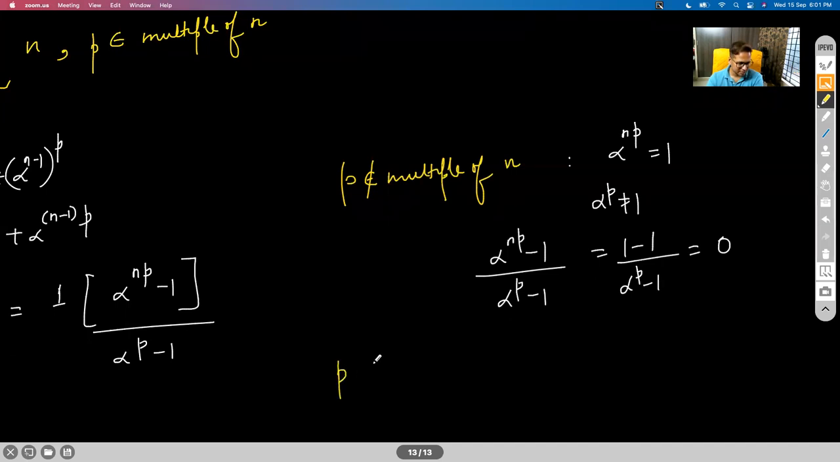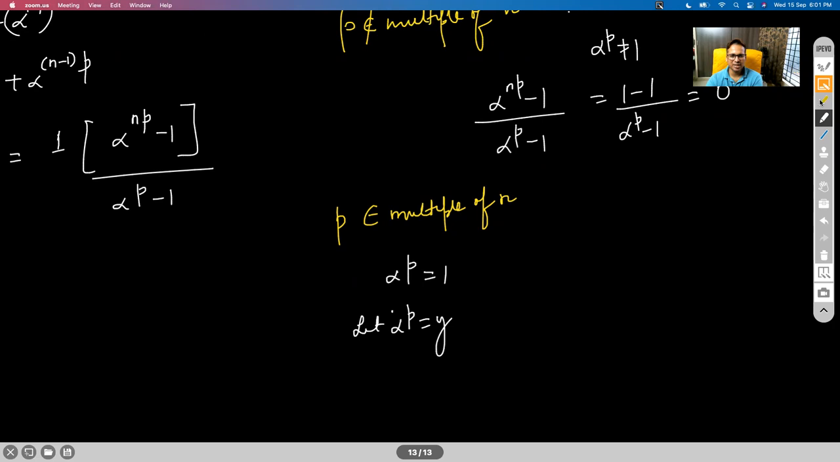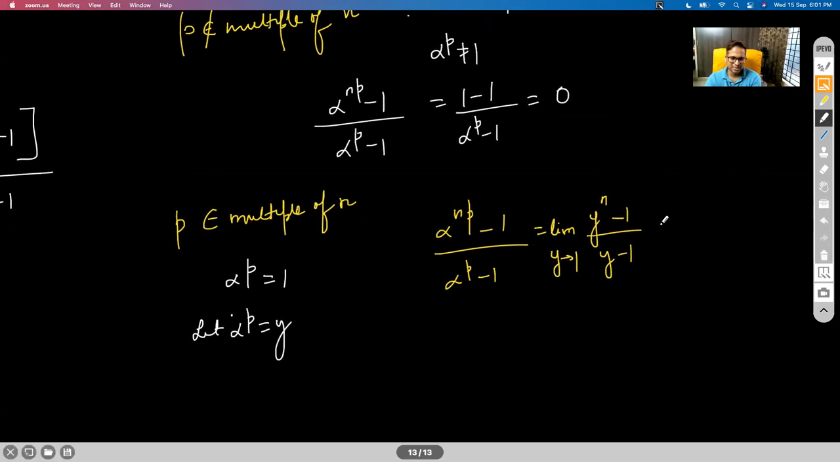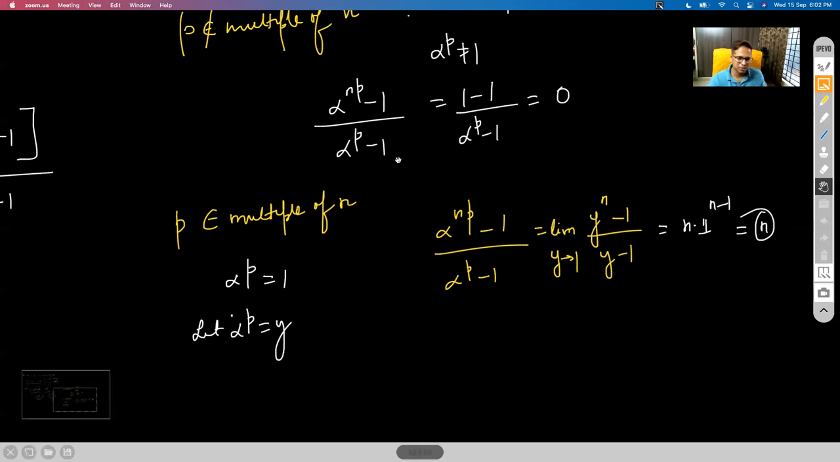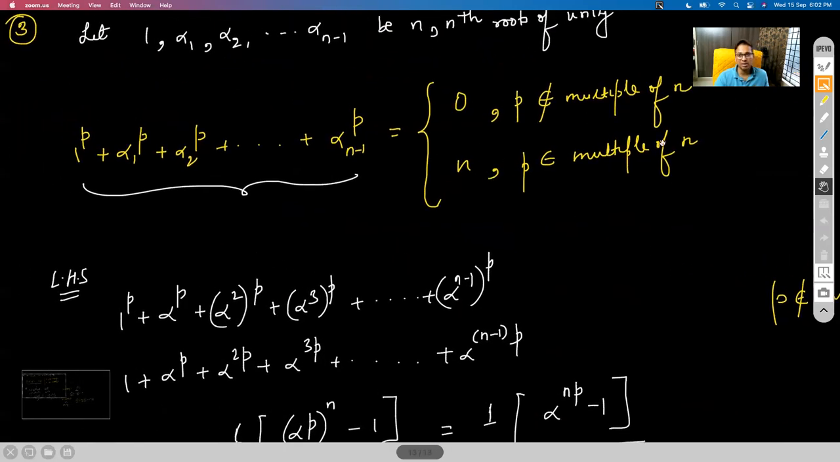But if p is a multiple of n, then as I told you, using limits you can answer this. So alpha to the power p will be 1, and let's say alpha to the power p is some y. So this sum, alpha to the power np minus 1 by alpha to the power p minus 1, you can evaluate by writing it as y to the power n minus 1 by y minus 1, and you have to take a limiting case of y tending to 1, because you cannot substitute y equal to 1. It will become an undefined expression. So as per our limit result, this is n times 1 to the power n minus 1, like the way we had done it in the case of cube roots of unity. So there you go. If p is a multiple of n, you'll get n. If p is not a multiple of n, you'll get a 0.